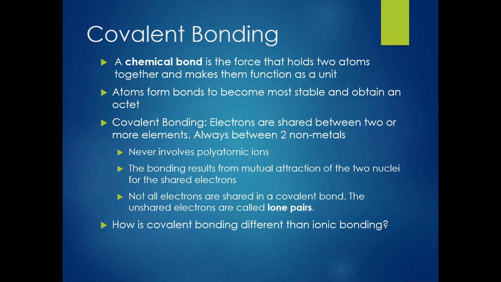So how is covalent bonding different from ionic bonding? An ionic bond is between a metal and a non-metal, and that metal completely gives up its electrons to the non-metal. Meanwhile, in covalent bonding, it's between two non-metals, and they are sharing those electrons back and forth. So each has an octet, but they both don't have an octet at the same time, depending on exactly where in the sharing we are talking about.